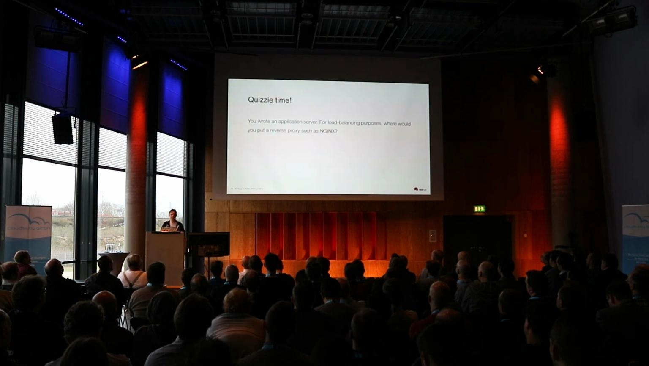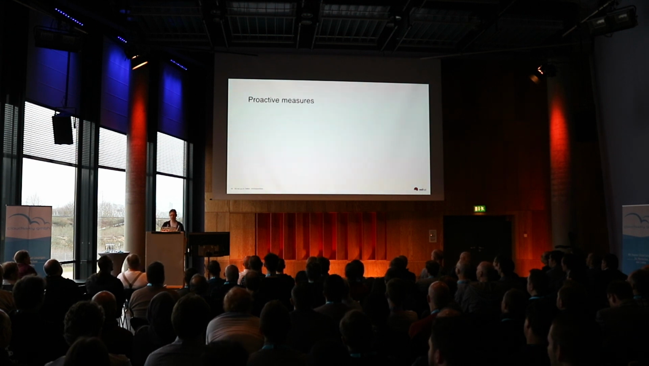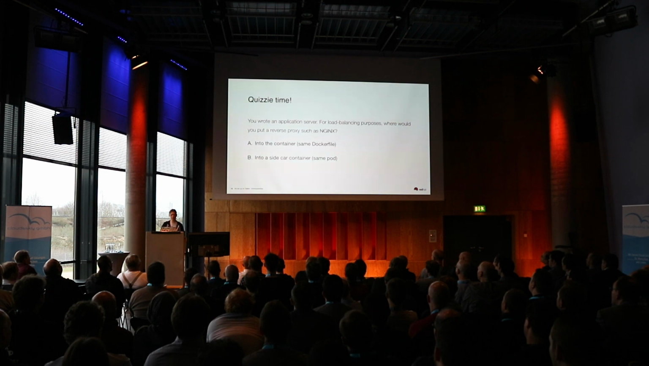So imagine you wrote an application server, and for load balancing purposes within the cluster, where would you put a reverse proxy such as Nginx? Into the container, so in the same Docker file, into a sidecar container in the same pod, or into a separate pod? Who is for A? Don't be shy. Well, okay. Who is for B? Okay, one brave, two brave. Who is for C?